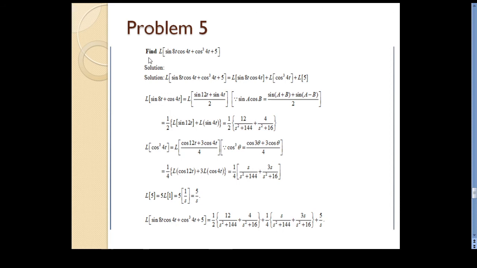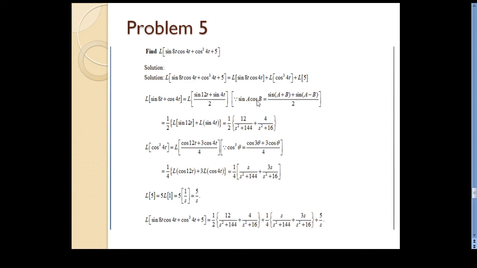Problem 5. Find L of sin 8t cos 4t plus cos cube 4t plus 5. Now L of this whole term we have to split into 3 parts. L of sin 8t cos 4t plus L of cos cube 4t plus L of 5. Now on taking the first term, here it is in product. We cannot apply Laplace transform directly.